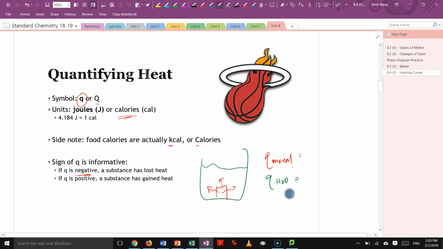So you see here, the Q of the metal, that is going out, so that would be a negative value. Notice how I also have Q with a subscript for metal, a little sloppy, but you get the idea. And then Q of H2O, the water that's surrounding it, is going to gain that energy that the metal lost. And that Q of H2O will actually be positive.